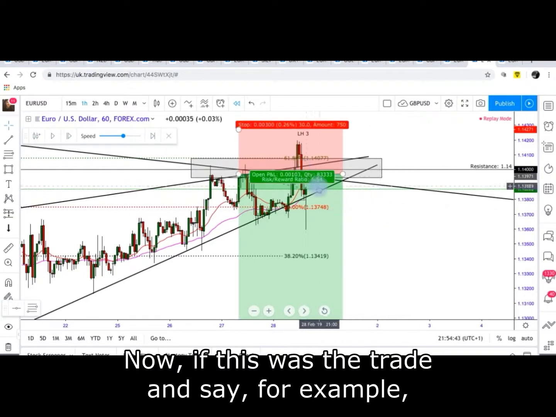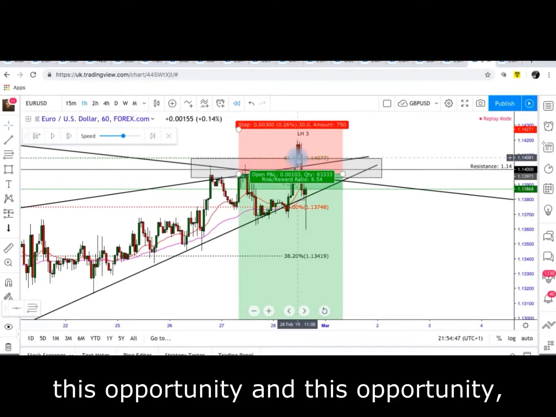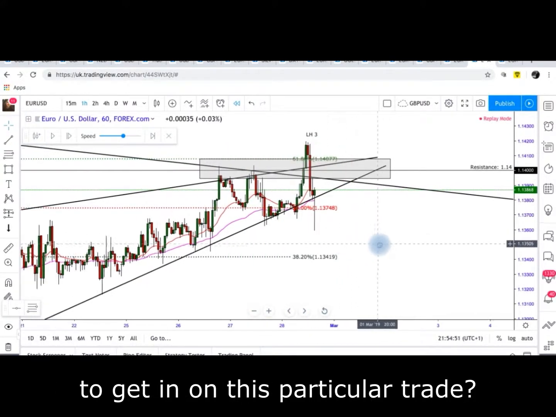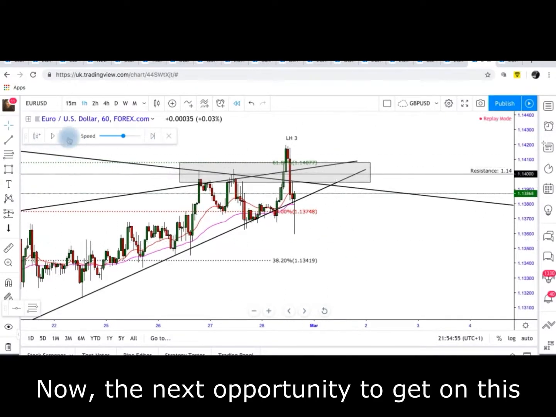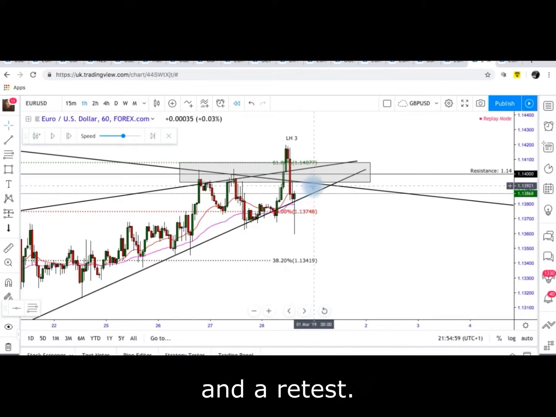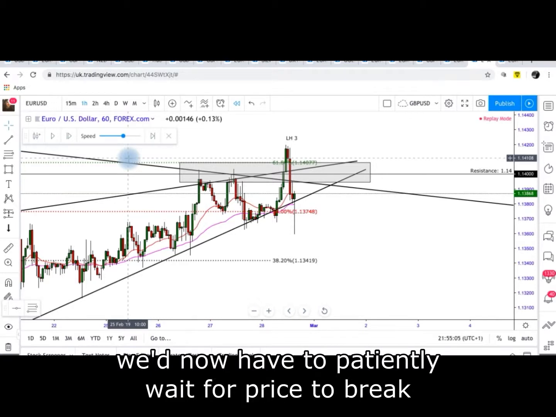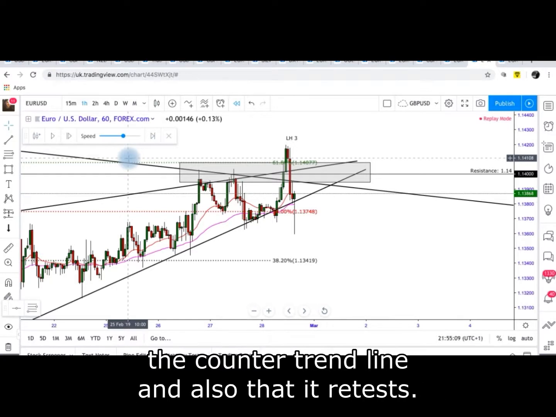Now, if this was the trade, and say for example we missed this opportunity, and this opportunity, where would be our next opportunity to get in on this particular trade? Now, the next opportunity to get in on this would simply be a break of this counter trend line and a retest. Okay, so if we'd missed those three opportunities, we'd now have to patiently wait for price to break this counter trend line, and hope that it does break the counter trend line and also that it retests.